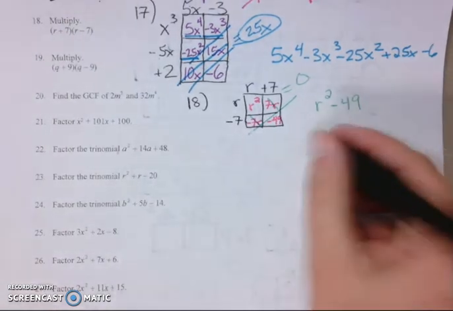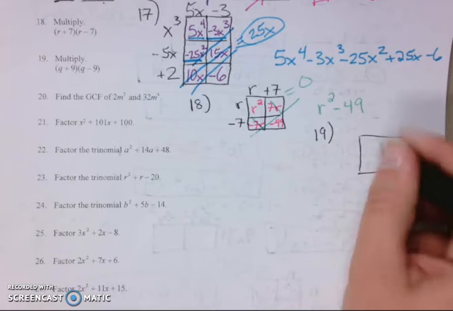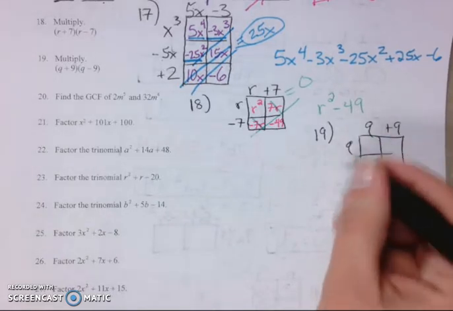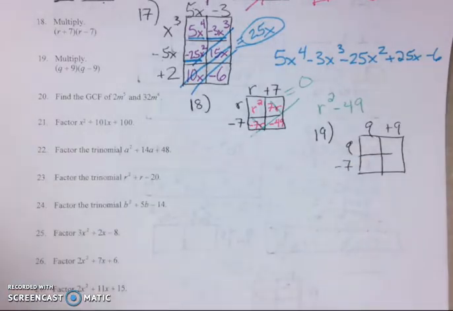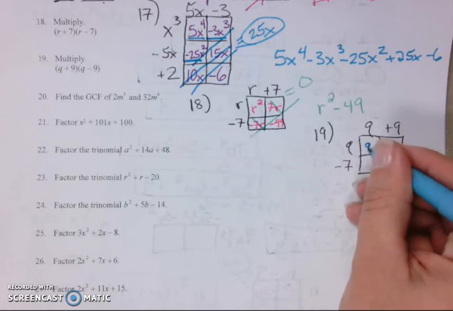Okay, one more of these. Put 19 over here. So q and positive 9, q and negative 9 to the side. Q, those kind of look like 9s. Q's aren't a good letter to use.